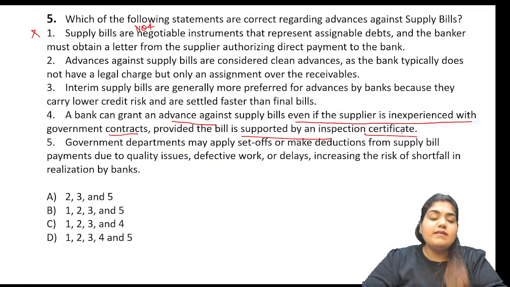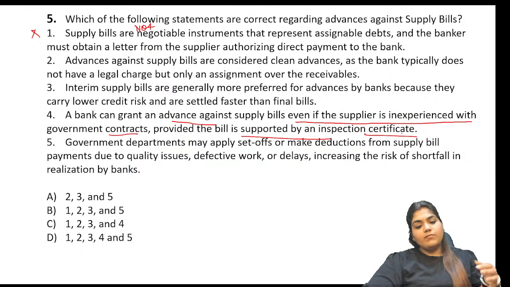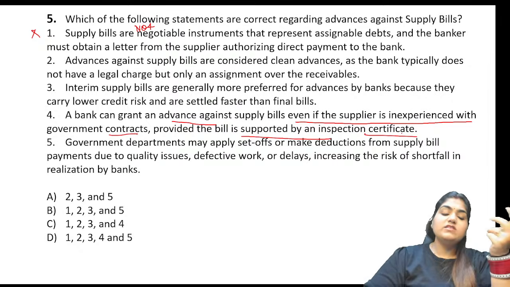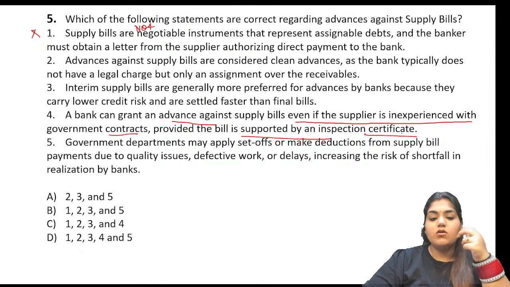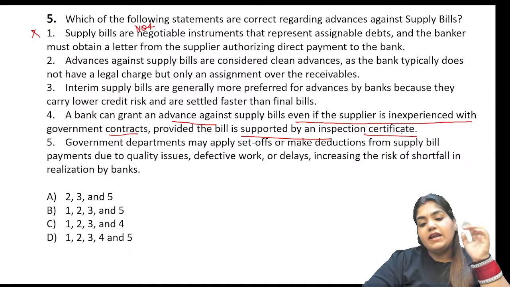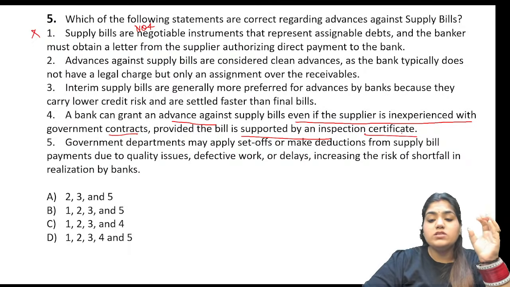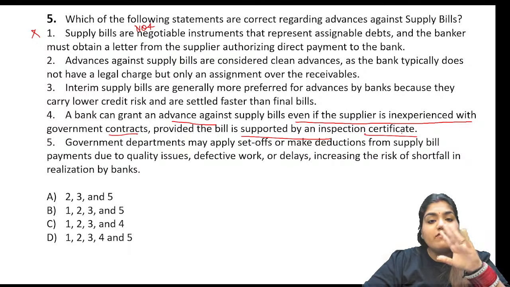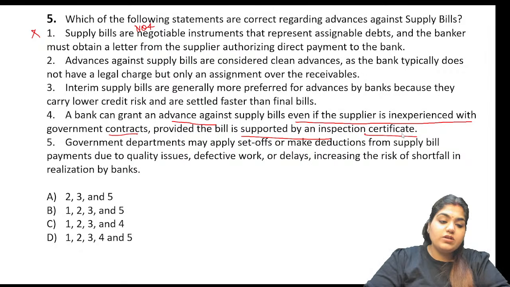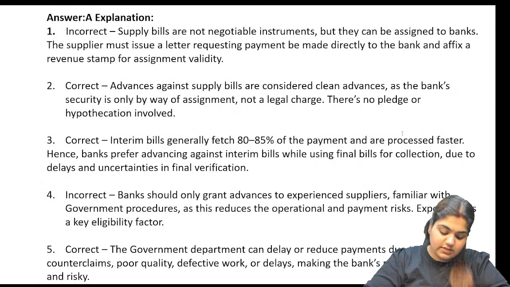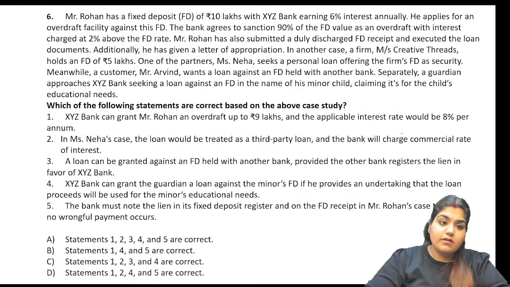Suppose I don't have any experience and I want to be a government contractor, and for that I need a loan. The bank will never give me a loan because there is a lot of risk in the payments, and the bank is never willing to take that much risk. So statement number 4 is also incorrect. That will give us A as the correct answer.